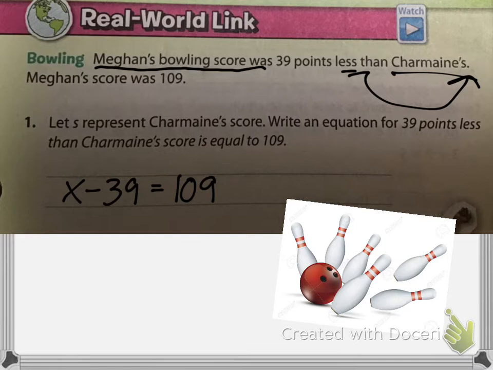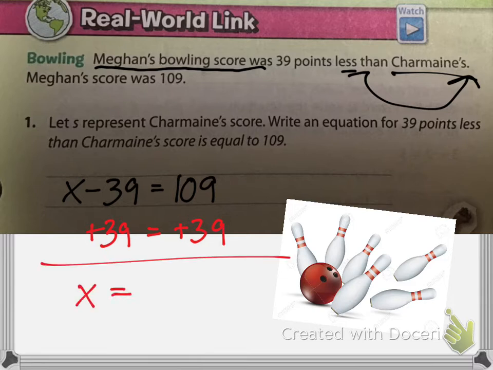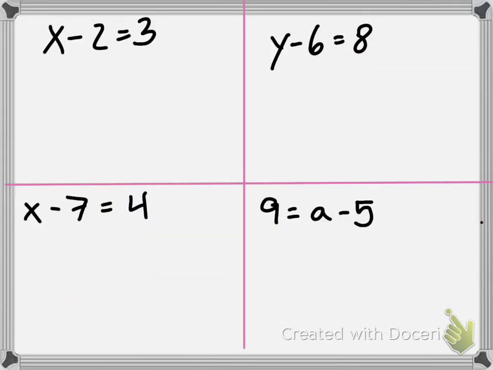So then how am I going to go about solving this then, Isabella? What am I going to do? You're going to do 109 plus 39. Yeah, so I'm going to add that 39 to both sides. And what did you get as your answer? 148. Yes, perfect. So just like in the last one, when we had addition in our problem, we solved it by using subtraction. Now that we have subtraction, we solve it by using addition. So I want you to show your work with these four problems.